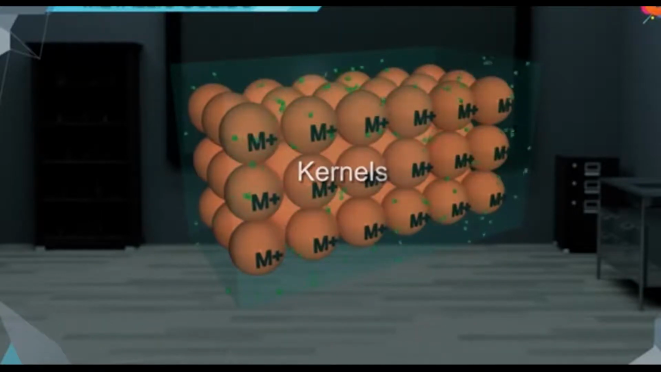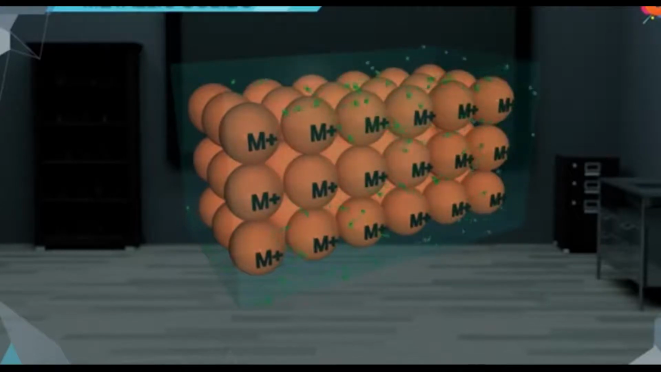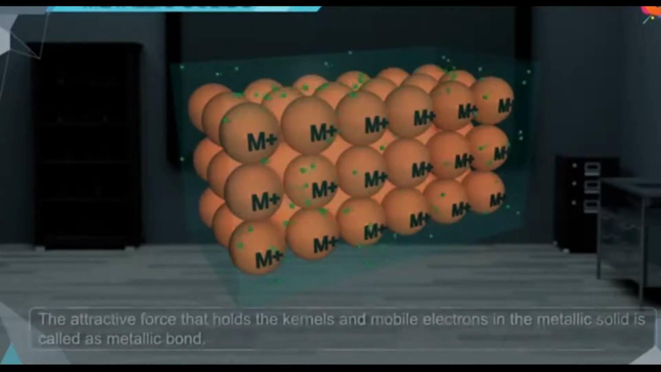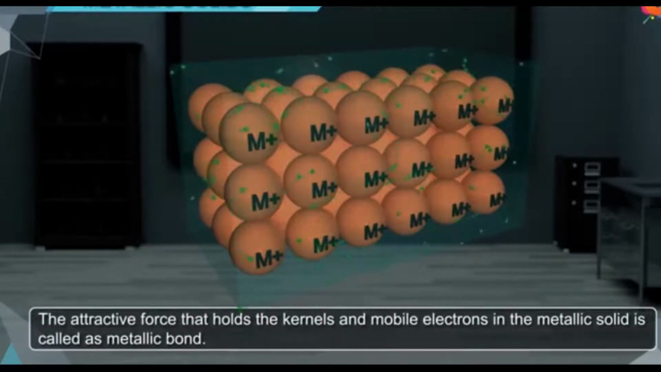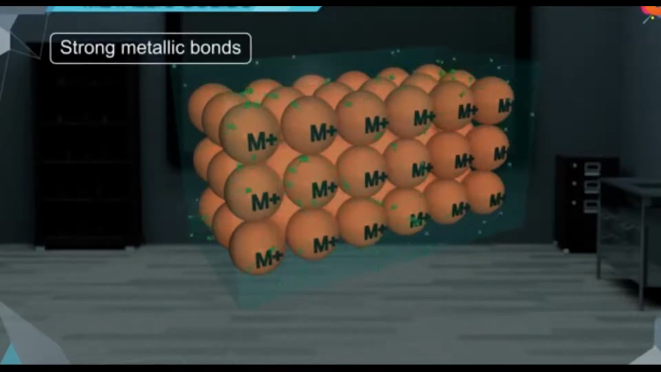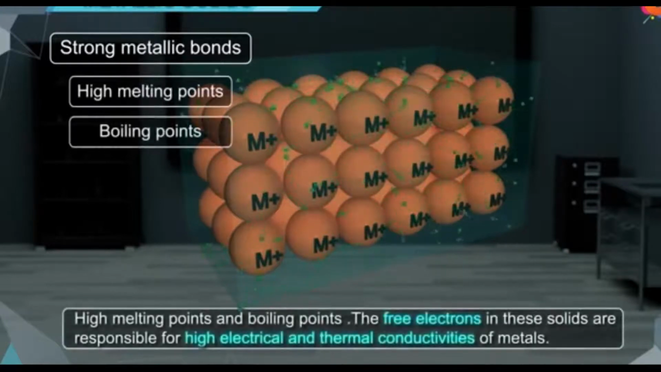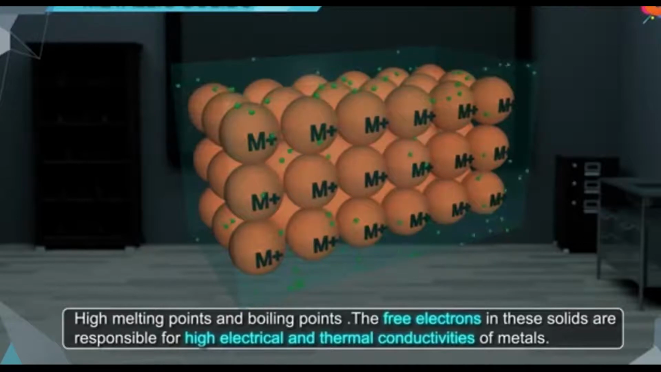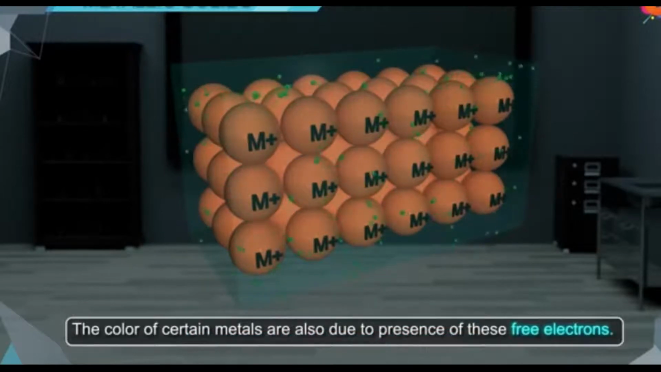These mobile electrons are attracted by the positively charged ions and hold the ions together. The attractive force that holds the kernel and the mobile electrons in the metallic solid is called metallic bond. Due to the presence of strong metallic bonds, the metallic solids have high melting points and boiling points. The free electrons in these solids are responsible for high electrical and thermal conductivities of metals. In fact, the color of certain metals is due to the presence of these free electrons.